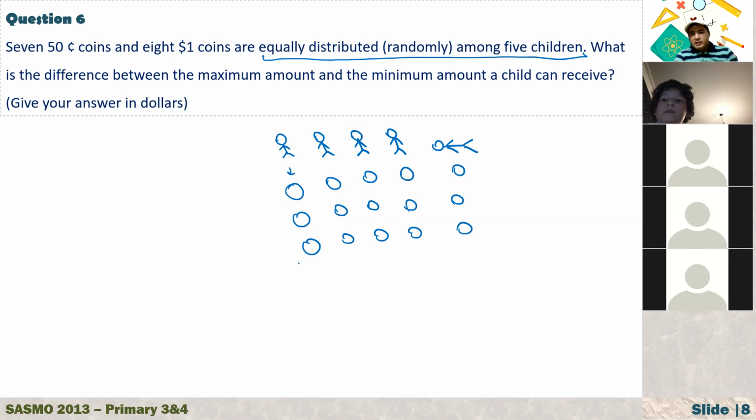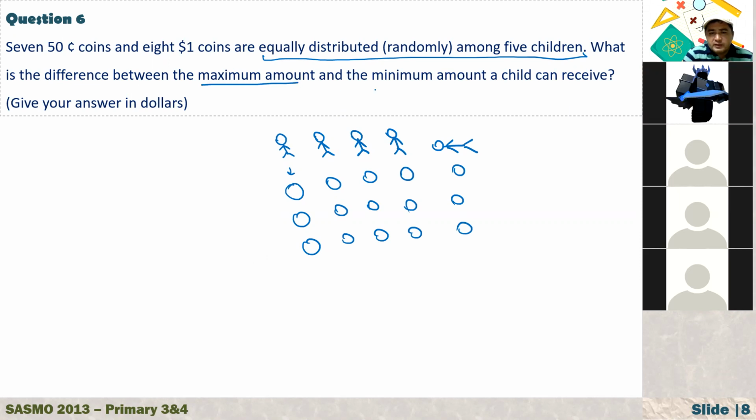Okay, like this. So what is the question here? What is the difference between the maximum amount and the minimum amount a child can receive? Shamil, what do you think here? What can one child receive maximum, how much?